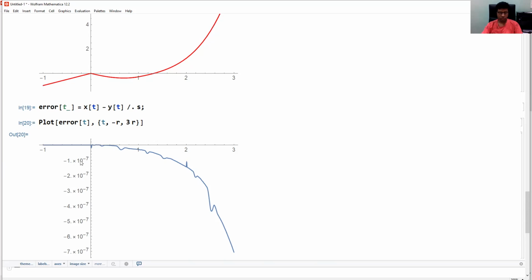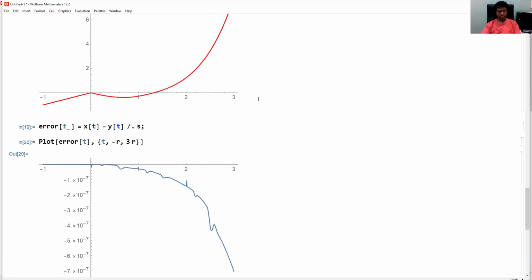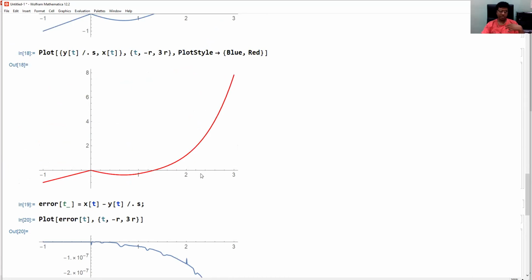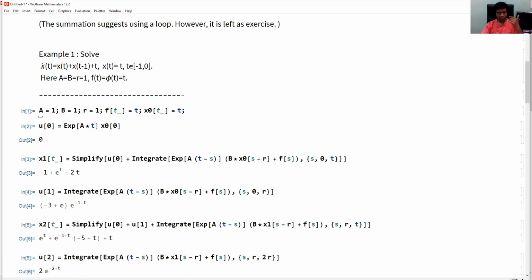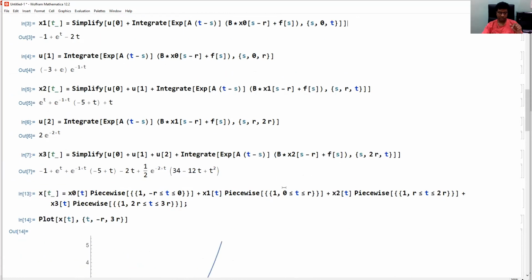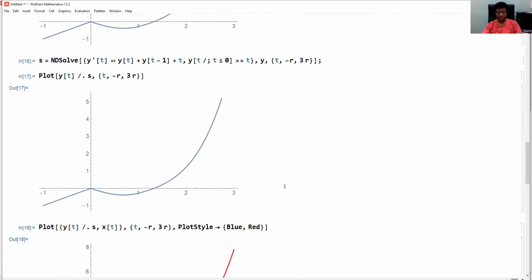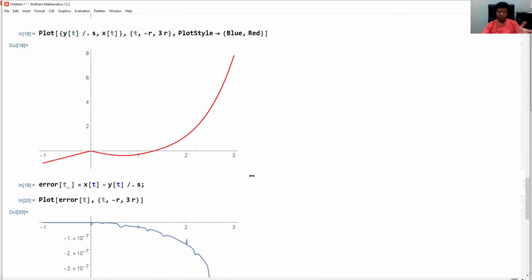So both these things are matching. Okay, so your homework is to consider different examples. I will share this file with you. You just have to change a, b, r, f of t, x0 of t. Okay, everything else will be the same. You just have to run each step. Okay, u0, x1, u1, etc. And you have to verify that your solution is matching with the numerical solution.